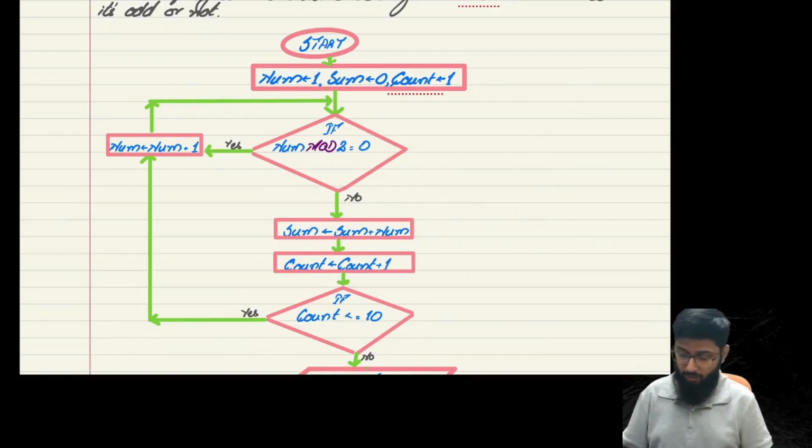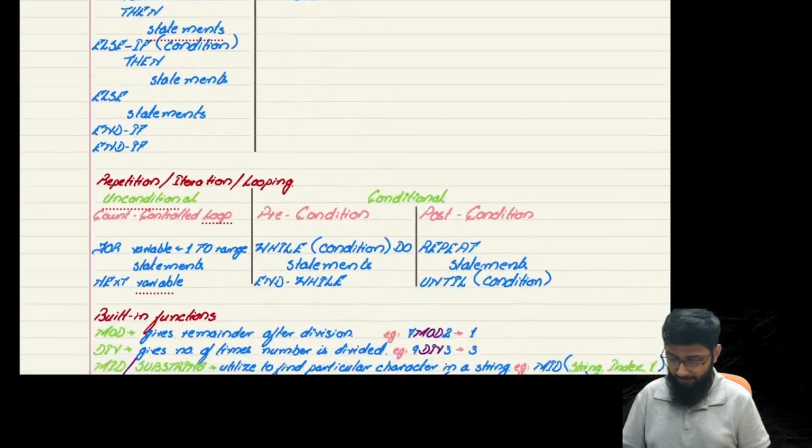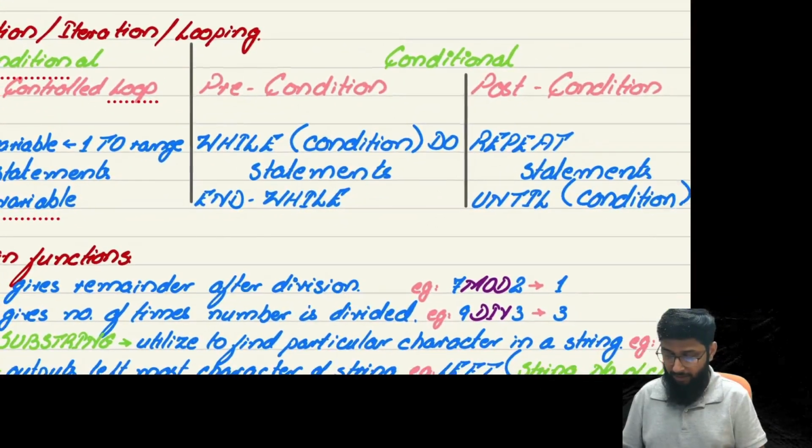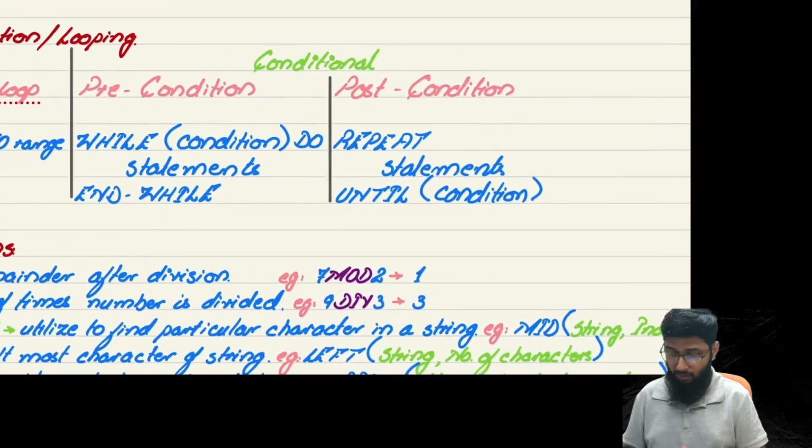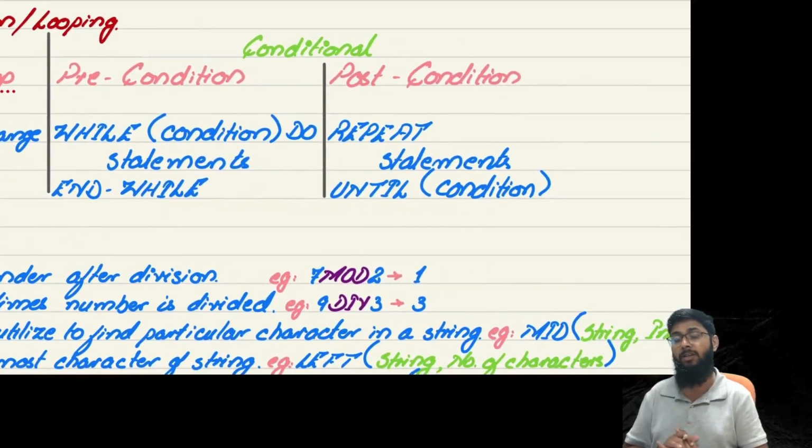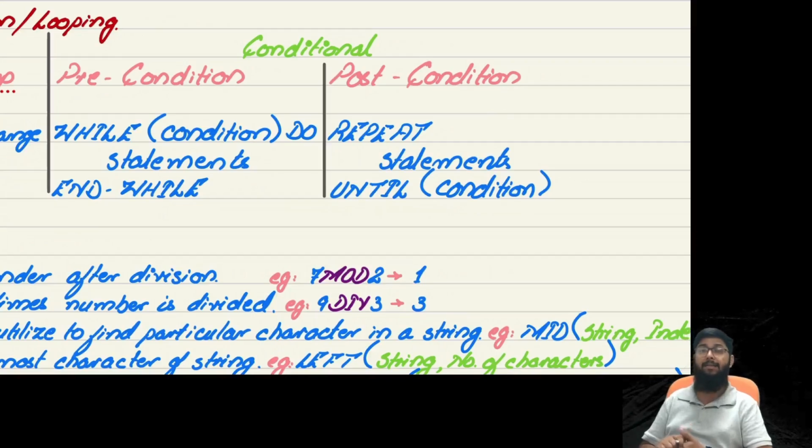Now how are we going to do the pseudocode for this one? Before going towards the pseudocode, we will be learning about two different types of loops. Now we do have the conditional loop. For the conditional loop, we have the precondition and the post-condition. Precondition means that if the condition is true, then only the body of the loop, that means only the statements dependent on that particular loop, will be executed.